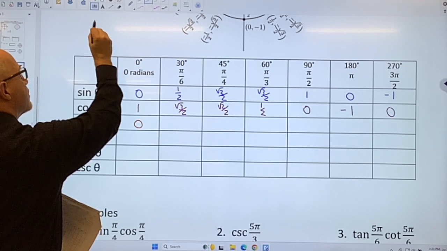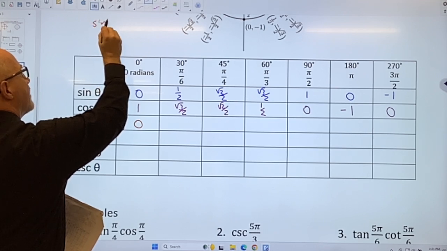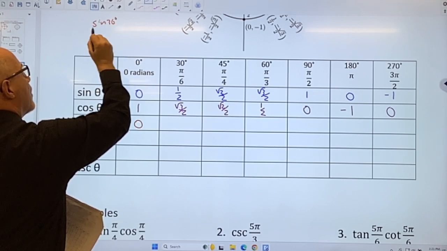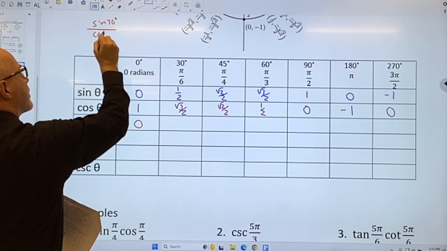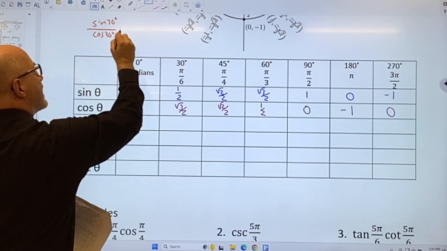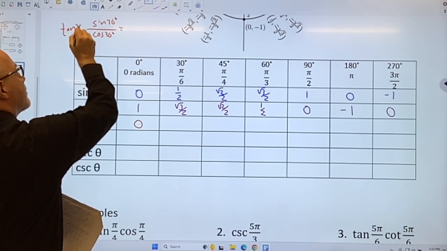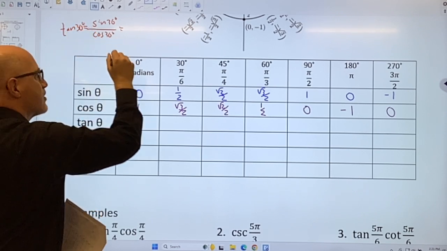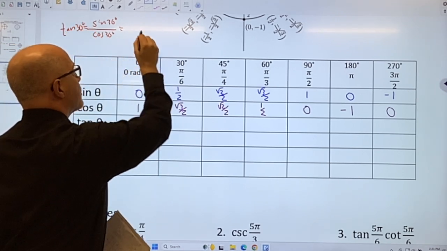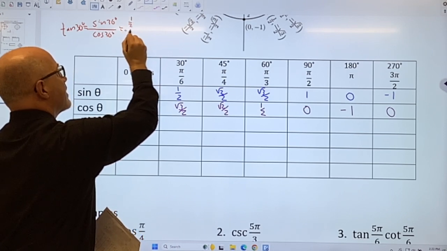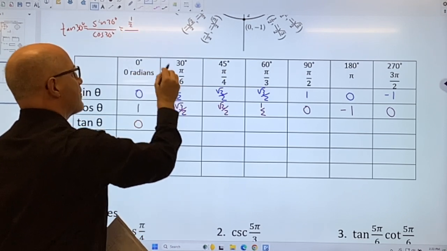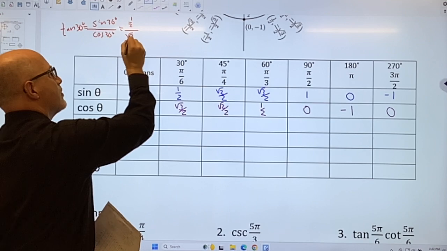I'm going to put sine of 30 degrees over cosine of 30 degrees to get tangent of 30 degrees. So sine of 30 degrees is equal to 1/2. Cosine of 30 degrees is square root of 3 over 2.